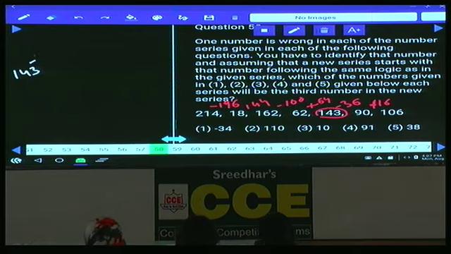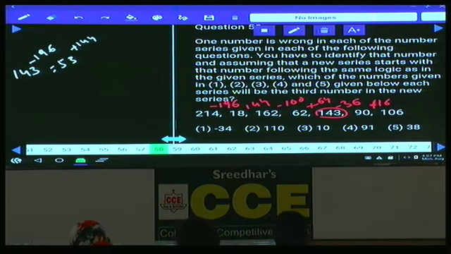Minus 196. 143 minus 196. And what is 143 minus 196? Yes, tell me what is the number we have? 143 and 196, 53. Isn't it? 53. Next one after this, minus 53. Minus 53 plus 144. Minus 53 plus 144, what is the number we have? 91. 91, that is choice 4.